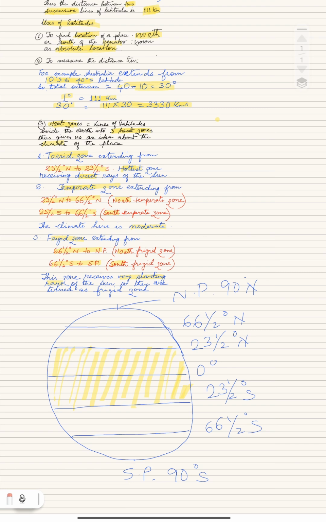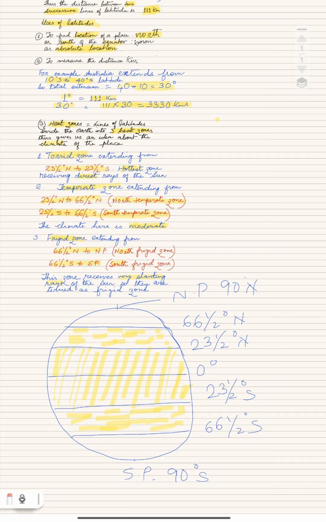Next is temperate zone, extending from 23.5 degree north to 66.5 degree north, which is also known as north temperate zone. And 23.5 degrees south to 66.5 degrees south, which is also known as south temperate zone. The climate here is moderate.